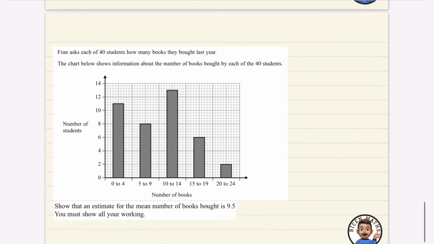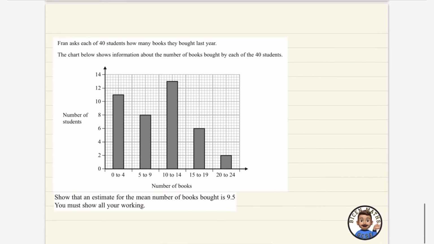Okay, so this one's an exam question from a past paper. It says Fran asks each of 40 students how many books they bought last year. The chart below shows information about the number of books they bought by each of the 40 students. Show that an estimate for the mean number of books bought is 9.5. You must show all your working.